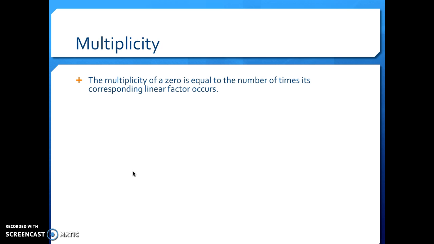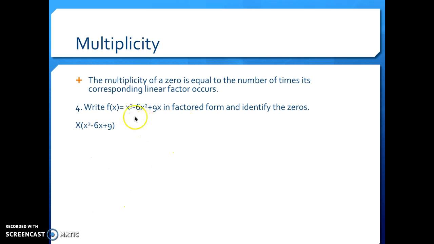Multiplicity. The multiplicity of a zero is equal to the number of times its corresponding linear factor occurs. So we want to write the function f(x) equals x cubed minus 6x squared plus 9x in factored form and then identify the zeros. We can go ahead and factor out an x from all three terms. Once we do that, we're left with x squared minus 6x plus 9.